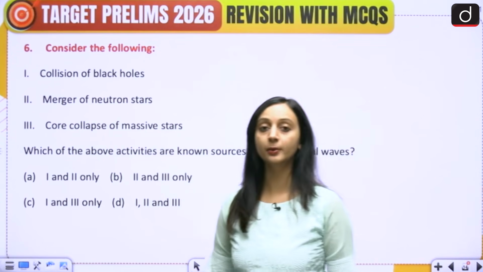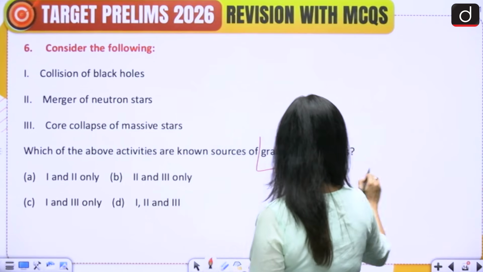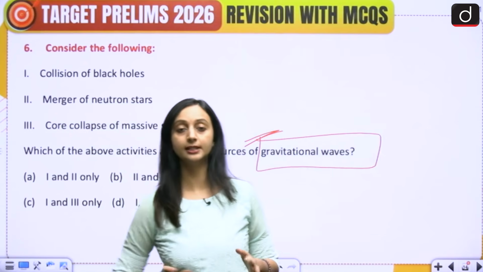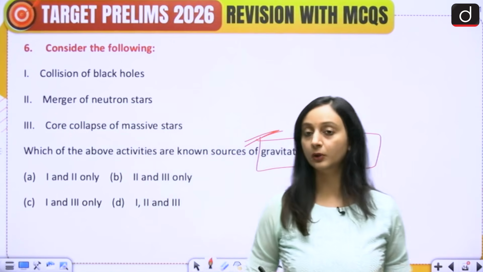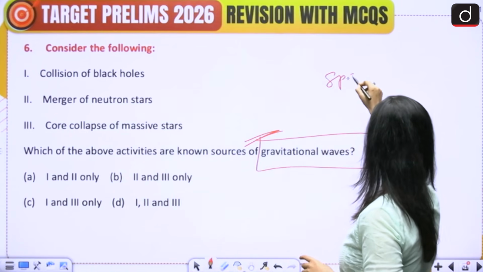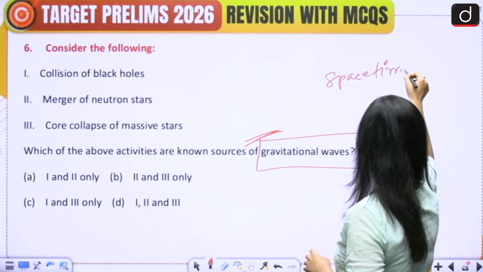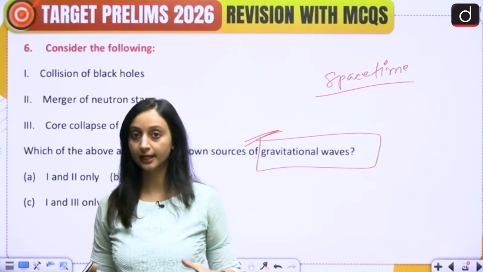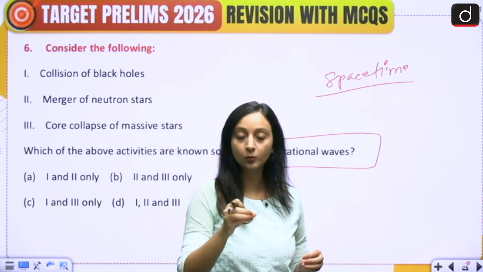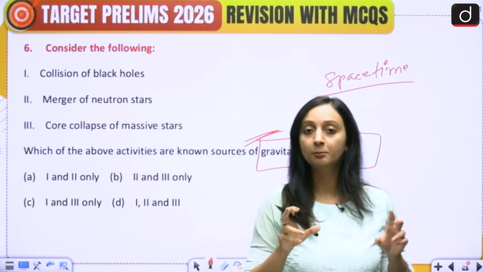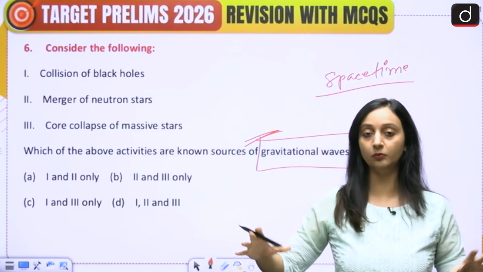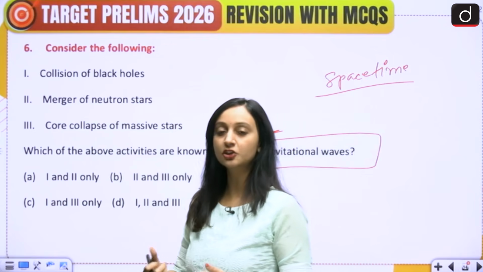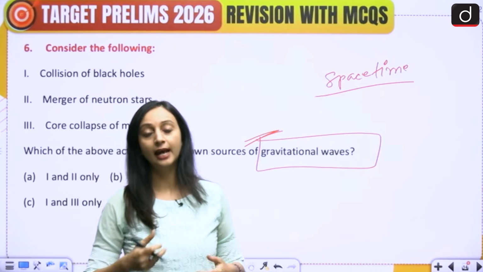Okay, so this question talks about gravitational waves. Now, what are gravitational waves? In order to understand that and how these will be formed, we must understand what is space-time. Generally, space is an area where things exist, and time is when those things exist. But in physics, we do not have space and time separately. We have space-time together.